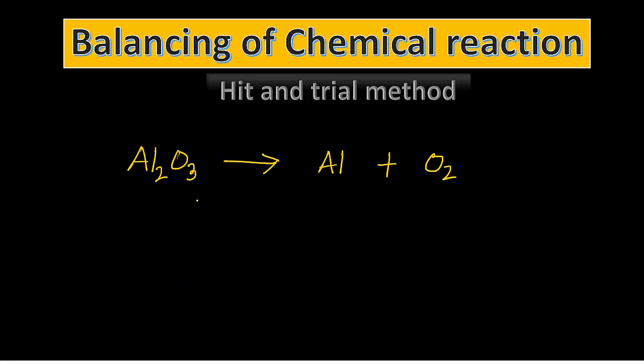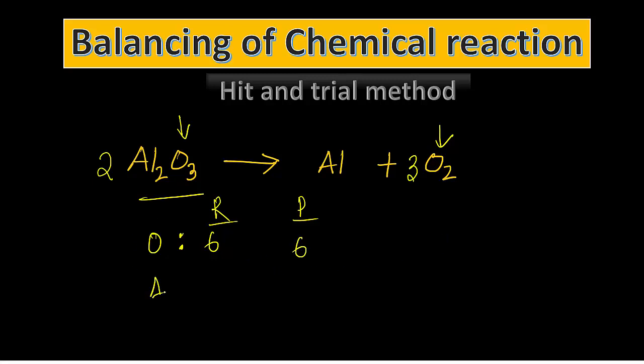Next one is Al2O3 gives Al plus O2. So again, how many oxygen are there? 3 oxygen. And how many here? 2 oxygen. We will place 2 before the Al2O3. The number of oxygen atom becomes 3 into 2, that is 6 in the reactant side. And in the product side, the number of oxygen atom is only 2. So now what we have to do? We have to place 3 before that, so that the number of oxygen becomes 6.